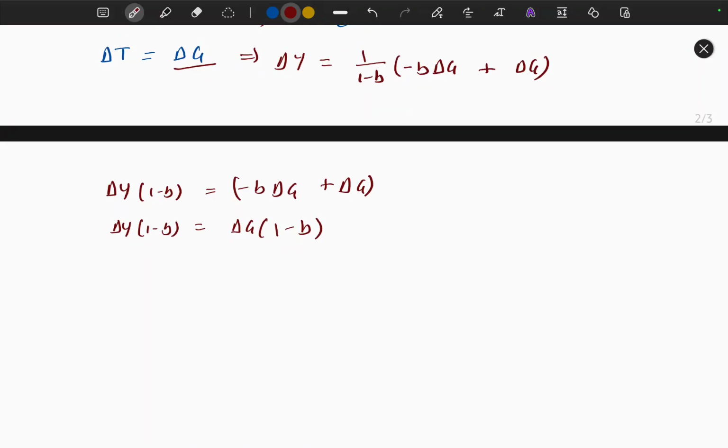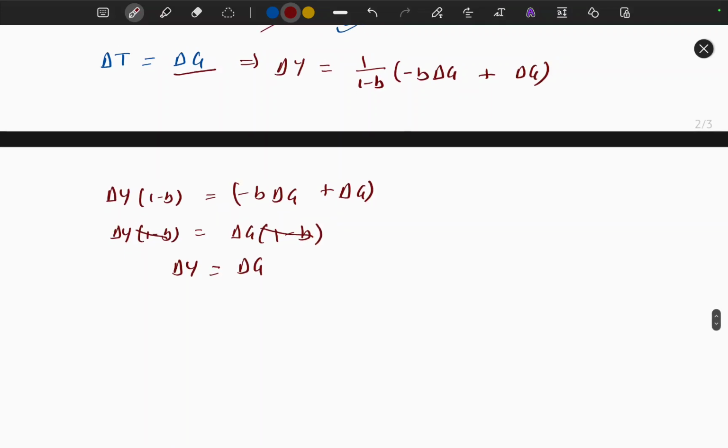Here again this will cancel out. 1 minus b with 1 minus b, sorry, my brain is not functioning at full capacity here, pardon me. Delta y is equal to delta g, right? You get the idea. This term will cancel out, bringing 1 minus b to this side of the equation, and this will just be equal to 1.